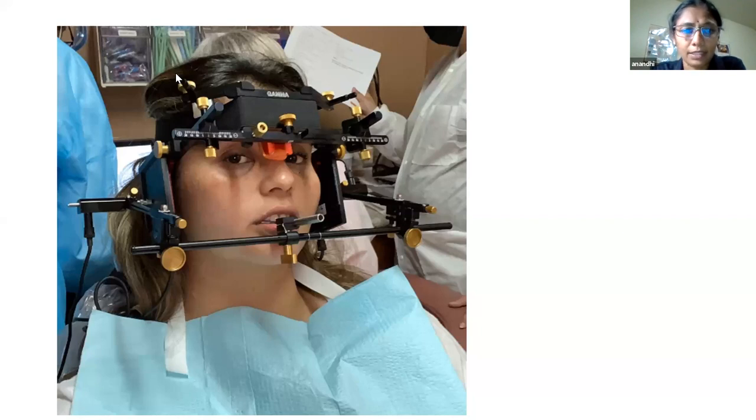Open, close is easy, right? Like open and close. And then we do mediotrusion right and mediotrusion left. Mediotrusion right is moving the jaw, moving the jaw to the left.